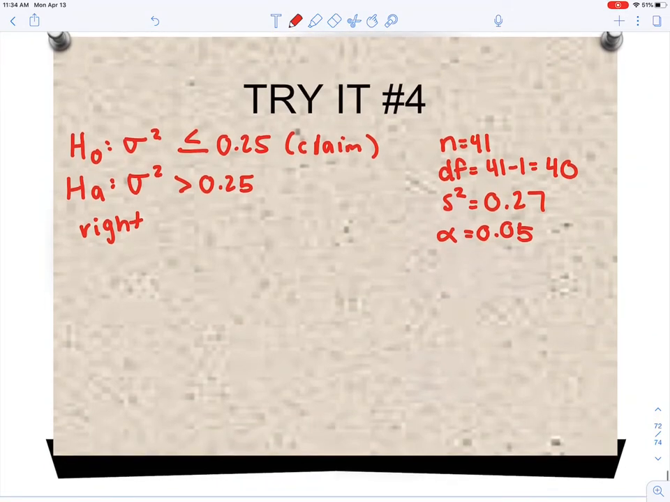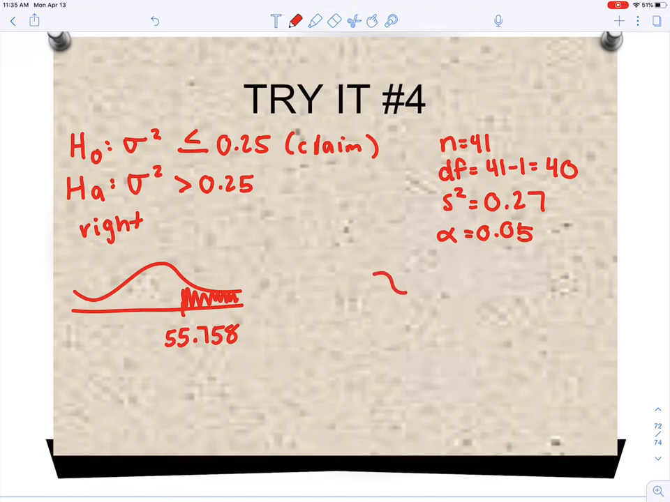So first, let's draw out our picture so we can get our rejection region. I know it's right-tailed. Since it's right-tailed and I'm talking about chi, I'm going to have to do 1 minus 0.05. Oops. Nope. Not 1 minus, because it's right-tailed and it's chi. If it was z, I would do 1 minus, but it's chi, so I don't. So I'm looking at 0.05 on my chart and 40. I find it to be 55.758. Okay, that's going to be my rejection region.